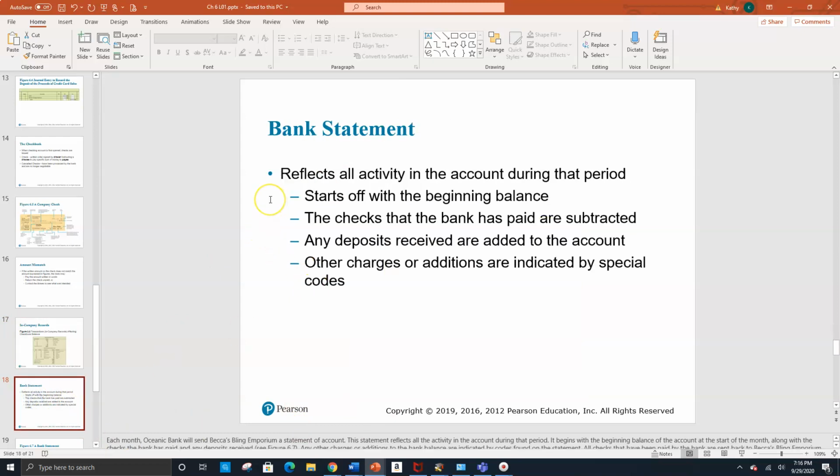A bank statement reflects all activity in the account during that period. It starts off with the beginning balance. The checks the bank has paid are subtracted. Any deposits received are added to the account. Other charges or additions are indicated by special codes.